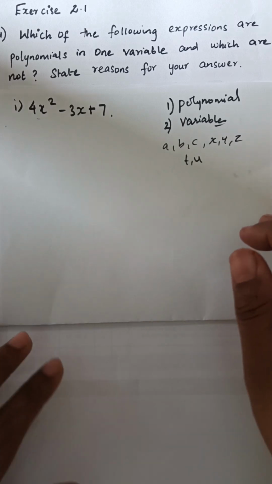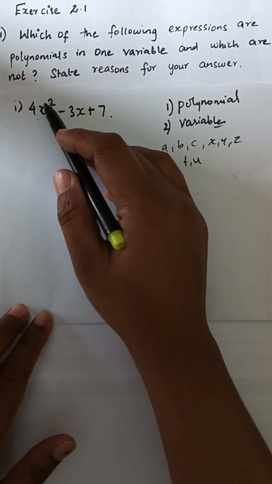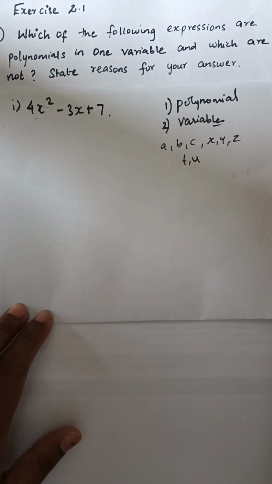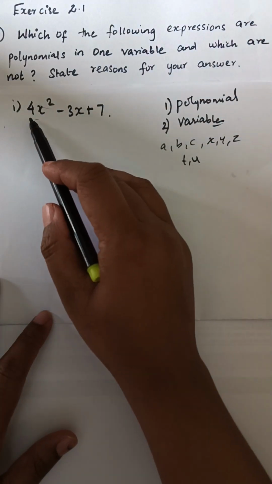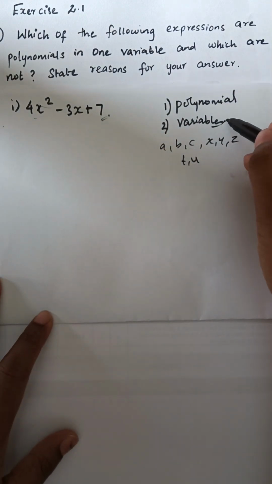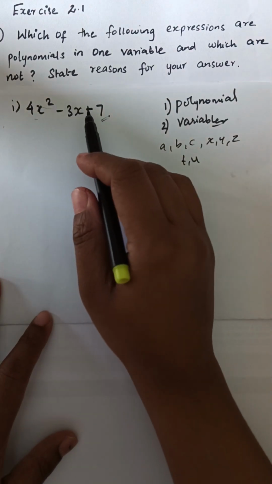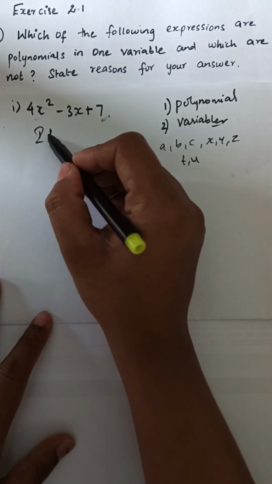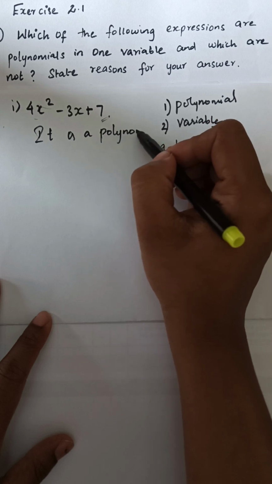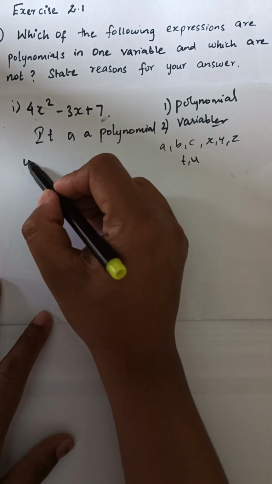So first thing, check whether it is a polynomial or not. Of course, it is a polynomial because see the power value, I mean the exponent. There is no root or there is no minus or anything. So actually, it's exactly a polynomial. And the second thing is the variable. There is only one variable x. So you can write it is a polynomial in one variable.